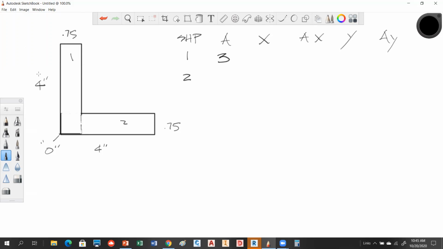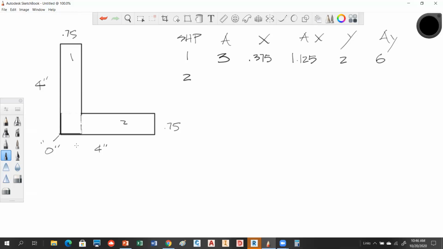What'd you have for the x value? It should just be what? Half of the 0.75, so 0.375? Yeah. 0.375 times 3, 1.125. What about y? 2. 2 times 3, 6.